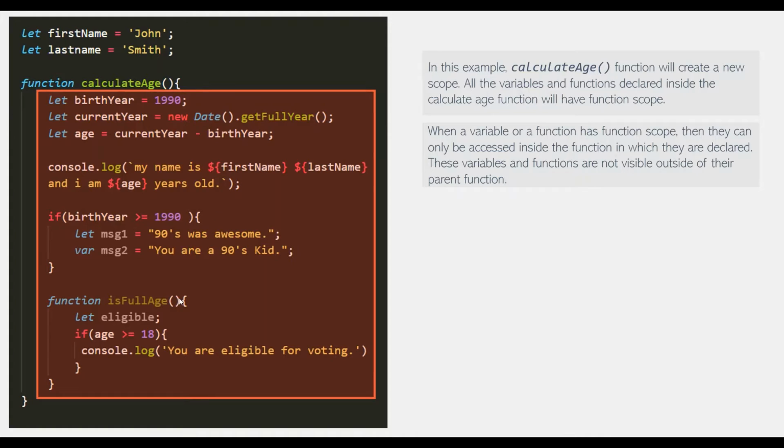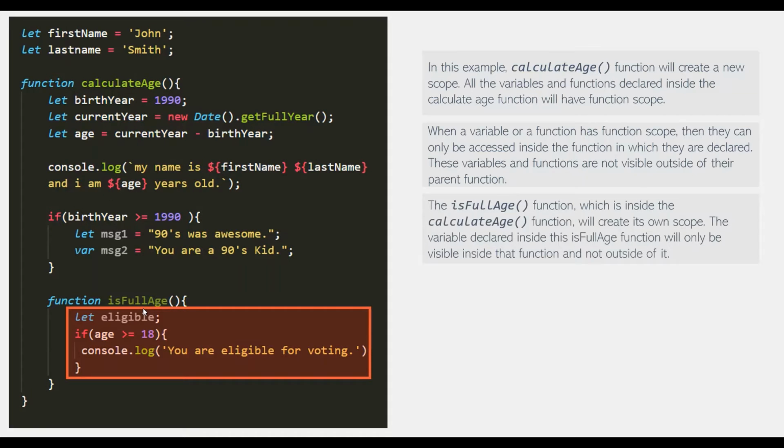Now inside this calculate age function, we also have this isFullAge function, and we learned that each function creates its own scope. So the isFullAge function, which is inside the calculate age function, will create its own scope. And the variable declared inside this isFullAge function will only be visible inside that function and not outside of it. So this isEligible variable which you see here is only visible inside this isFullAge function. If we try to access or use it outside of this isFullAge function, we will get an error because this isEligible variable is local to this isFullAge function.